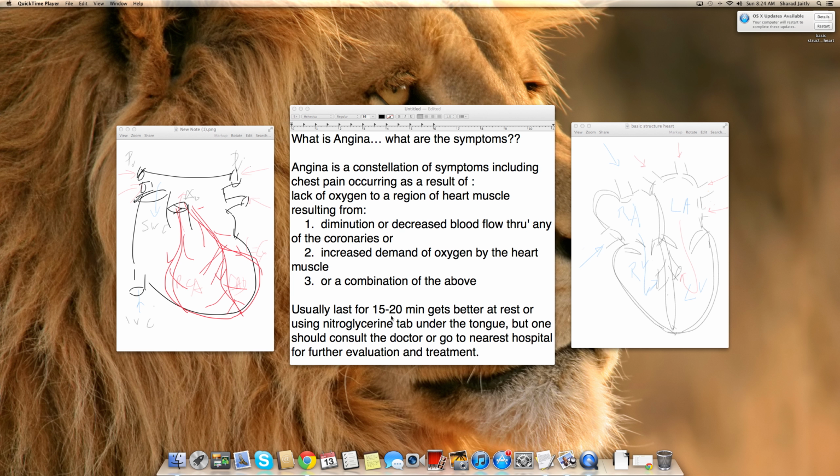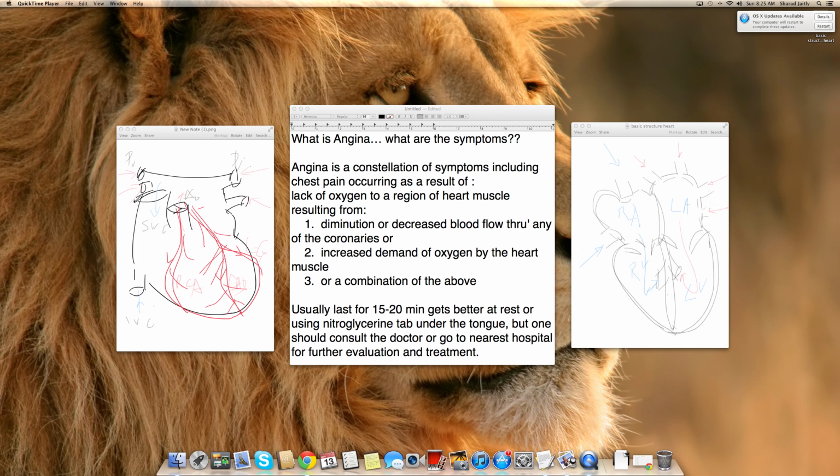Sometimes, if the person is carrying a nitroglycerin tablet prescribed by a physician, the person can put that tablet under the tongue and the symptoms will resolve. If they don't resolve, you should still go to the doctor, but if they resolve, still notify a doctor and let them know that you experienced a symptom called angina.